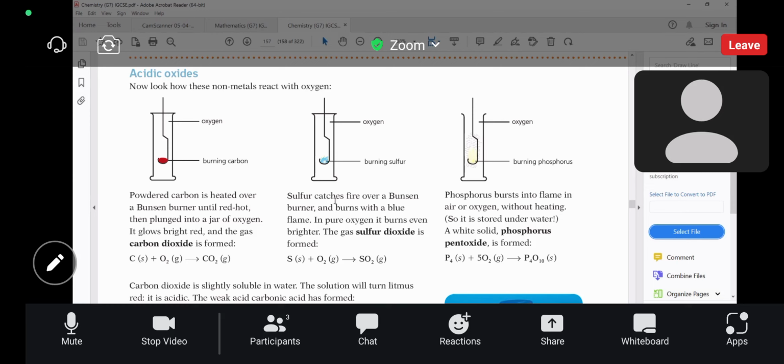Sulfur catches fire over a Bunsen burner and burns with a blue flame. In pure oxygen, it burns even brighter. If the oxygen is pure, because in the atmosphere, in the air, we have a mixture of gases. What is the abundant gas in the environment?